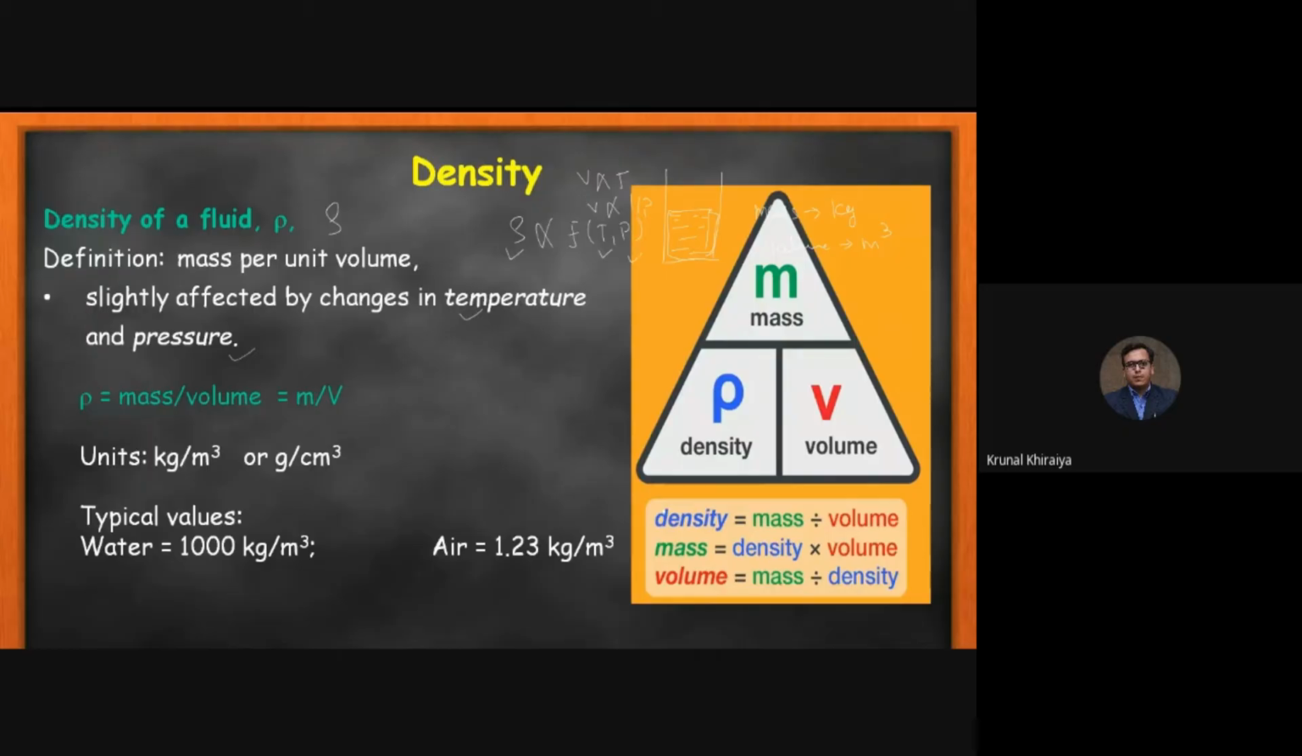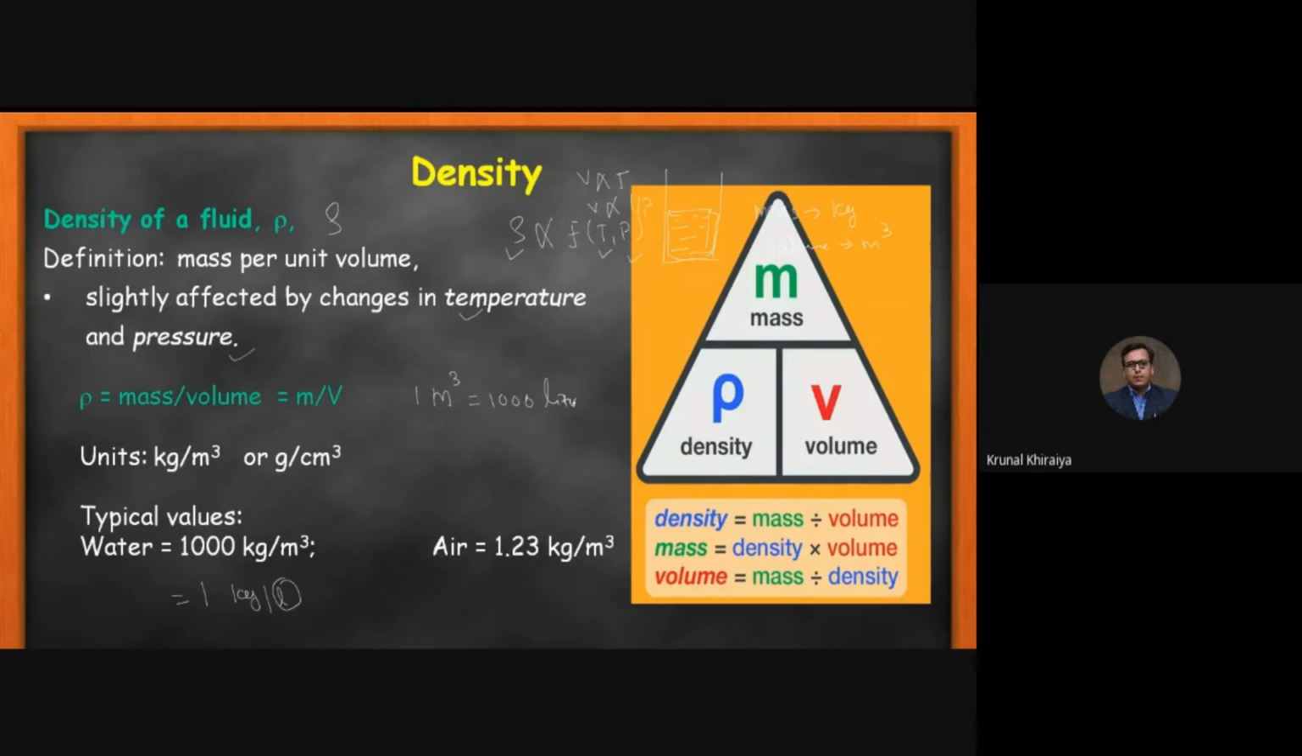And for typical values, we consider water: the density of water is 1000 kg per meter cube, or you can remember it as 1. What is 1? That is kg per liter. As all of you know, the liter is also a unit of volume, and we know that 1 meter cube equals 1000 liters.